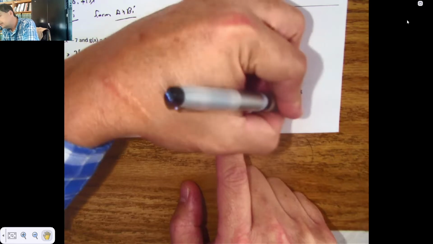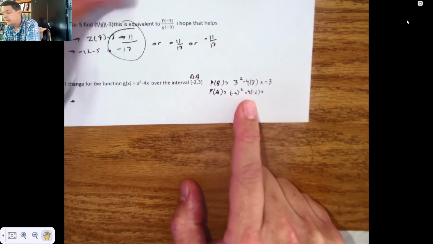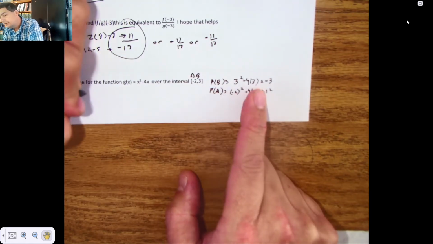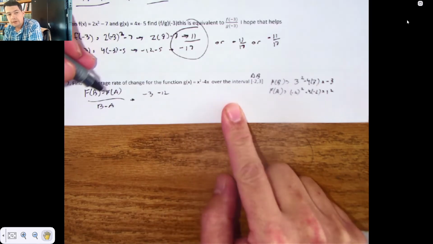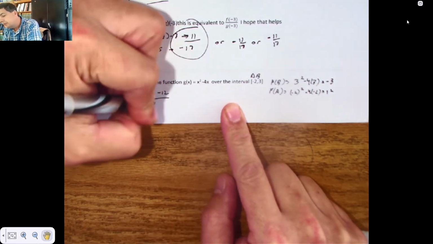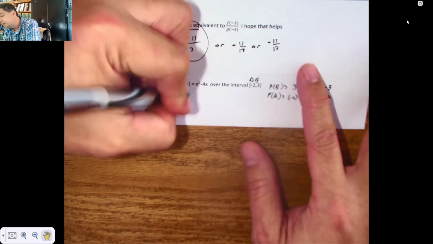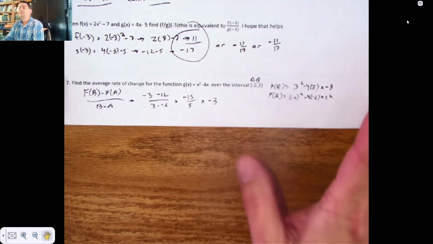I know that'll mess kids up. That would be 4 plus 8, which is 12. So I've got a -3 minus a 12, because I'm following this little formula right here, over 3 minus a -2. A -3 minus 12 is -15. 3 minus a -2 is 5. This ends up being -3.